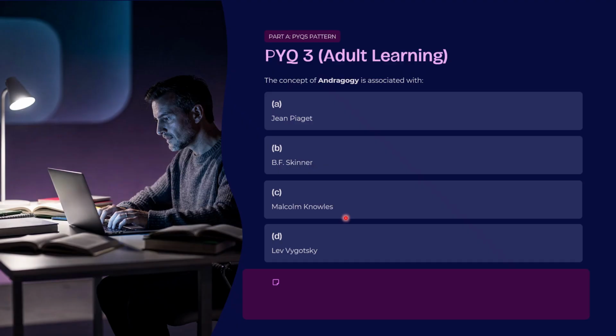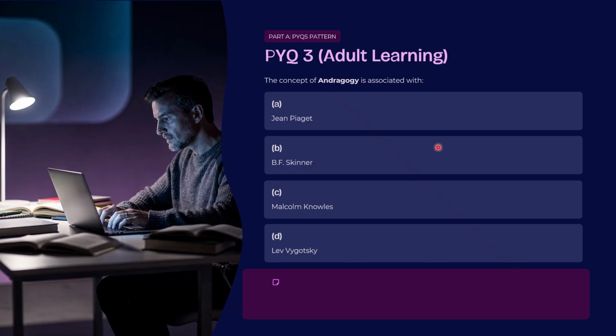Andragogy means the art and science of helping adult learners. Malcolm Knowles explained that adults are self-directed, experience-based, goal-oriented, and problem-centered learners. That is why he is known as the father of andragogy. So let's see why the other options are incorrect.